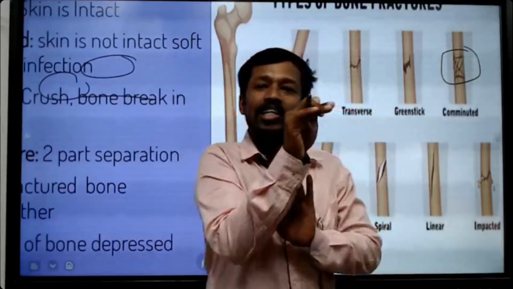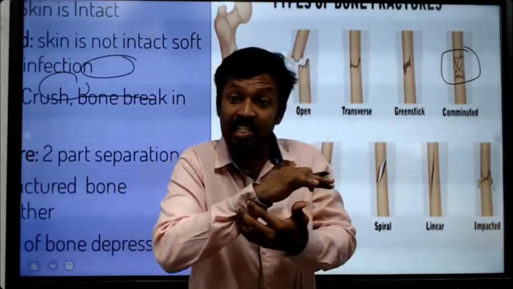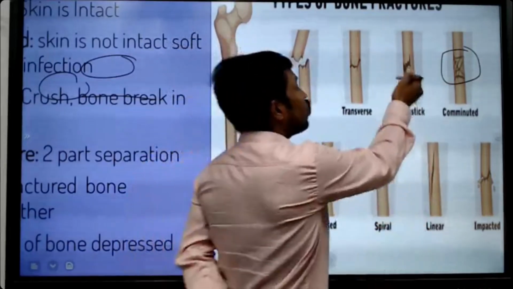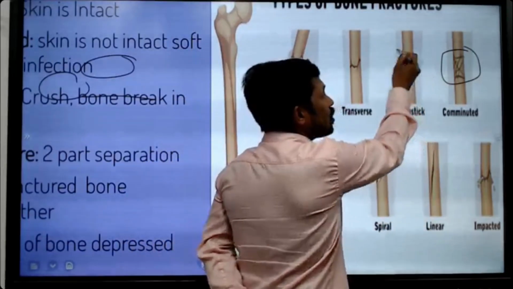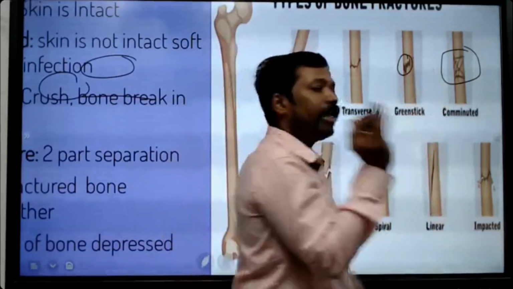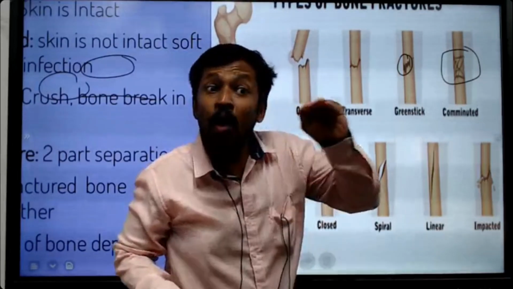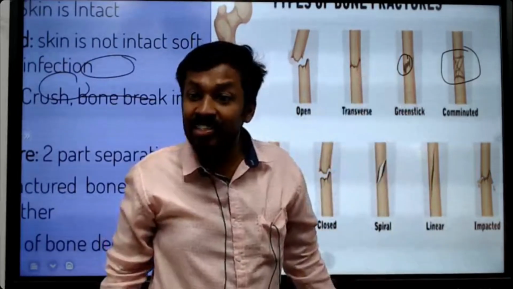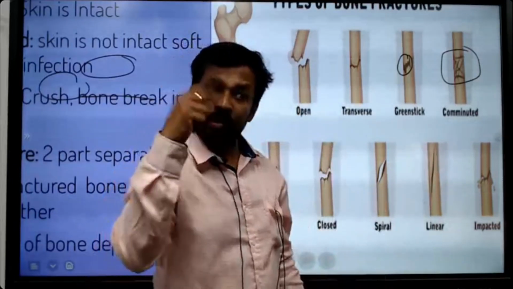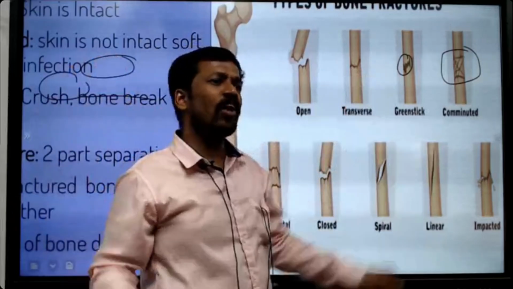One side is fractured, the other side is bending. Why? Because only one side is fractured, and the other side bends. Got it? It is an incomplete fracture. Green stick fracture is an incomplete fracture. So keep in mind, it is an incomplete fracture. What is complete fracture? What is incomplete fracture?